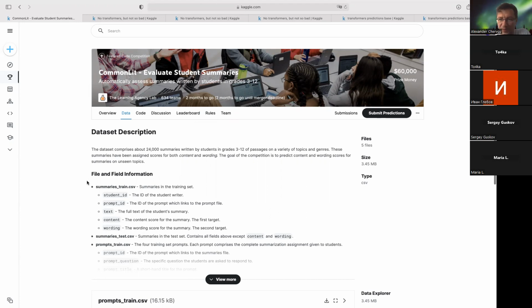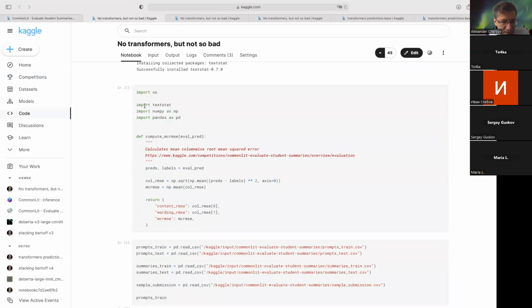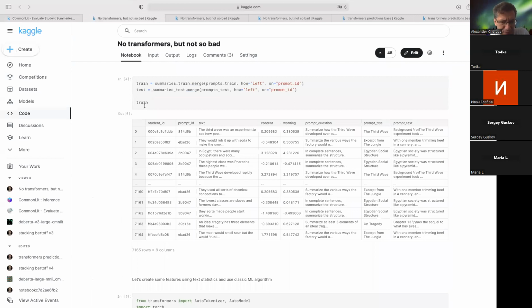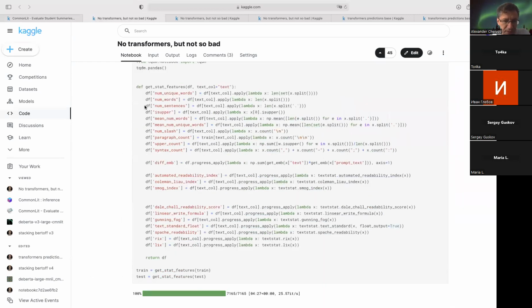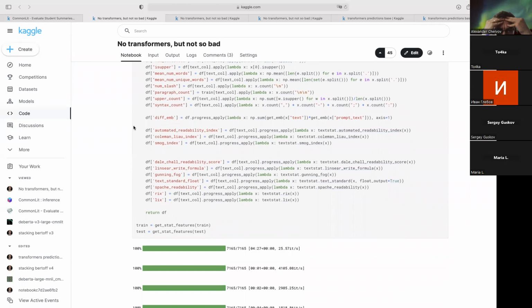Okay, so let me maybe start with the questions. About the first notebook where there are no transformers: as far as I understand, you generated some set of features, but what was the motivation and the ideas? Are these some standard approaches? Can you show it again, please? This one: number of unique words, number of sentences, automated readability index. Is it something from a package?